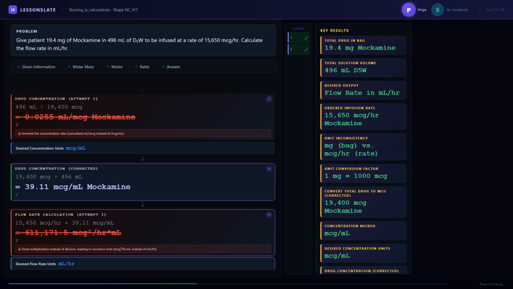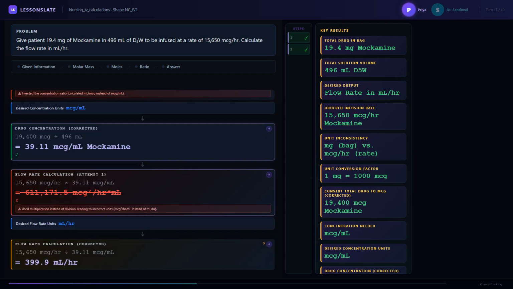Oh, right. My units are all wrong. I need the micrograms to cancel. So if I divide the ordered infusion rate, 15,650 micrograms per hour, by the concentration, 39.11 micrograms per milliliter, then the micrograms should cancel out and leave me with milliliters per hour. So, 15,650 divided by 39.11. I got 399.9 milliliters per hour. Does that look right for the flow rate?